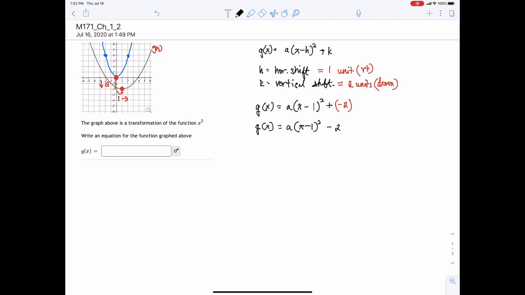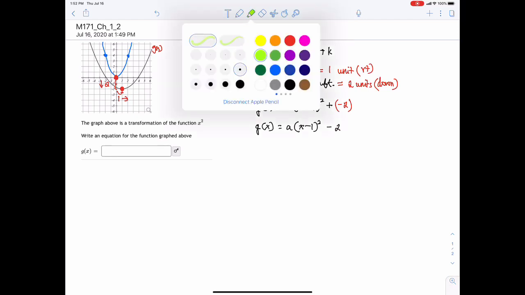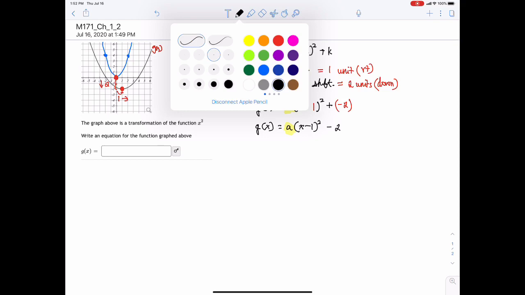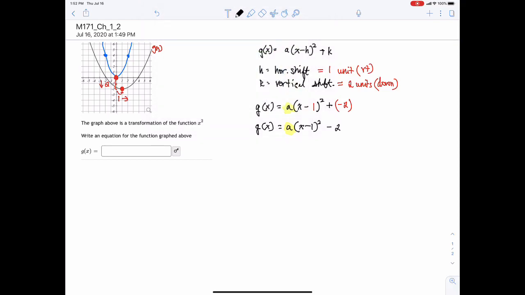Now we're not done just yet, right? Because we do have this a that we have to find. And the a is a vertical stretch or compression. So we just have to find it.